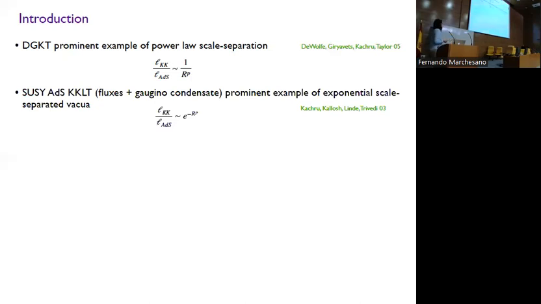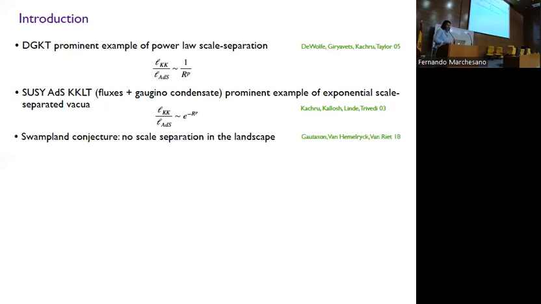Now KKLT is much worse, and here I'm going to talk about the supersymmetric ADS KKLT vacua, so with fluxes and gaugino condensate. So forget about the anti-de Sitter uplift, forget about de Sitter. This is about anti-de Sitter supersymmetric ADS vacua. And this is a prominent example where the scale separation is much better, where these two scales are separated by this exponential behavior.